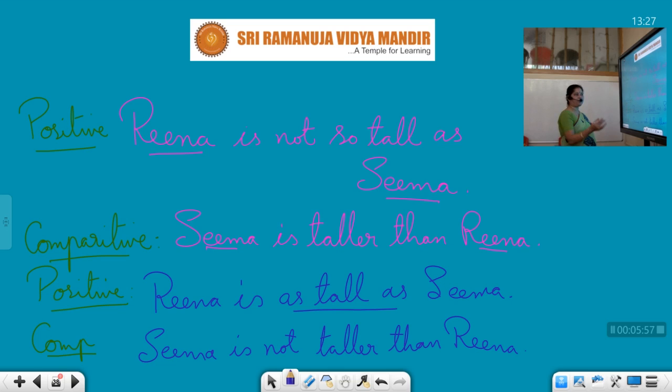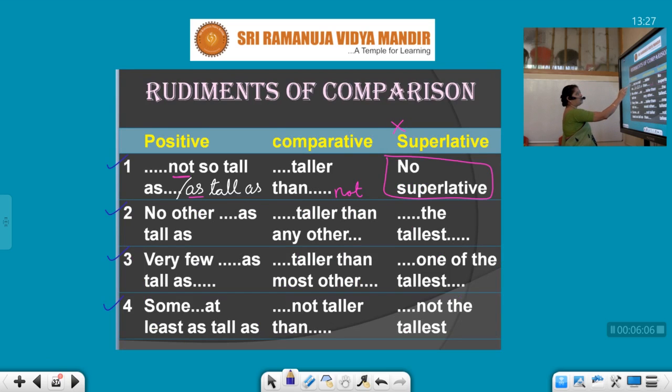Reena is as tall as Seema. That means Seema is not as tall as Reena. That's the meaning. So she's not taller than Reena. So now you must have understood the first rule, students. Not tall as. If you have, then in the comparative case you have to use taller than. If you're using in the positive case as tall as, then in the comparative case you have to use not taller than. And there is no superlative.